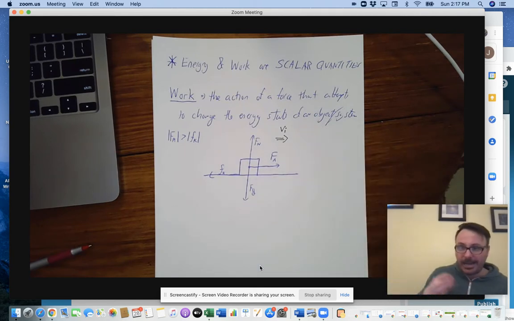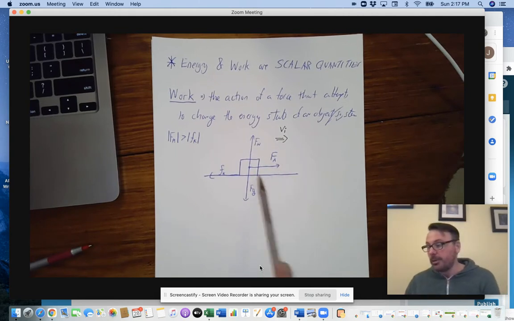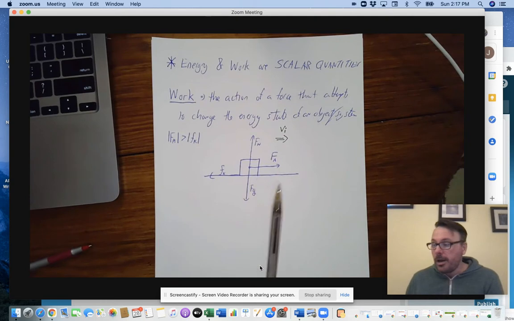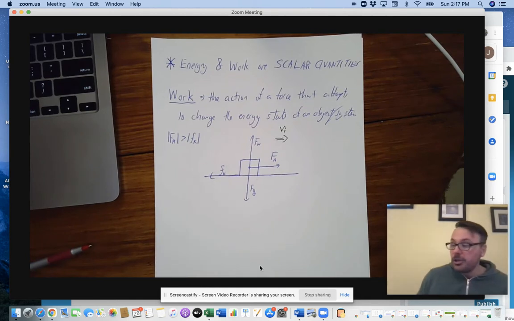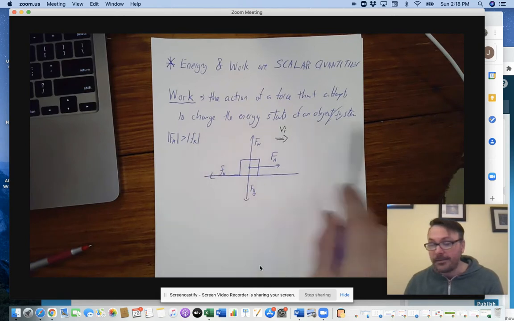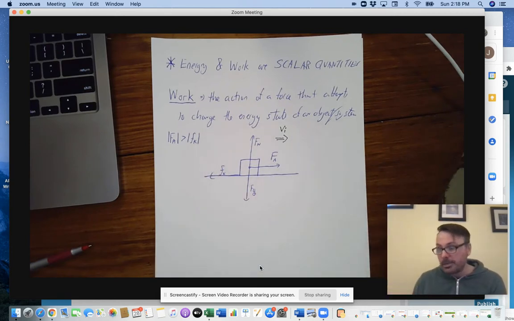Right? But if we consider it independently, the action of the applied force is attempting to change the energy state of the system or object. Very specifically, how? Well, we know that one of the descriptions of state is due to its motion. This force is trying to speed up that object, meaning it's trying to increase its kinetic energy, right? This force here is trying to decrease that description of the energy state of the object, right? It's trying to slow the object down.